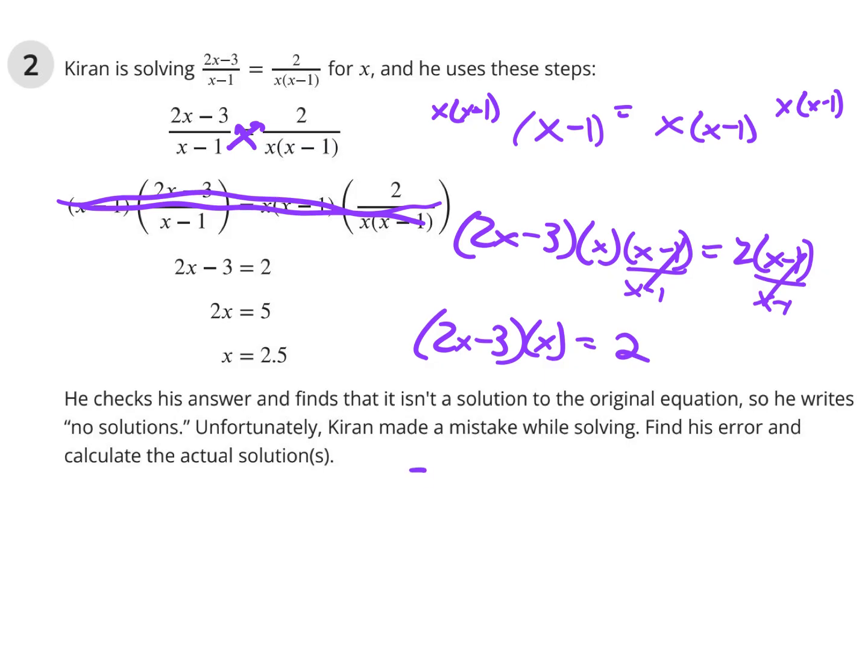And your second line should be 2x squared minus 3x is equal to 2. That should go here. This is where Quran made his mistake. This should be an x, and that should be an x. This should not work. This does not work. That's where his math is wrong.